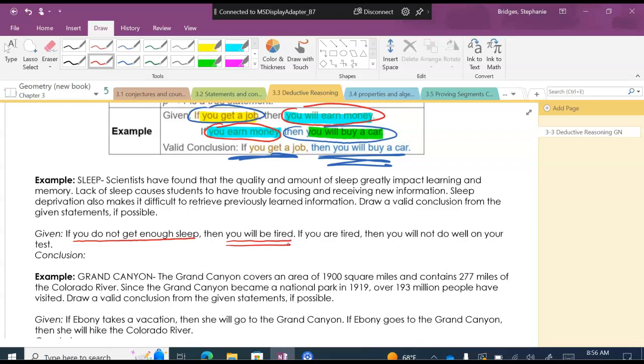What is my hypothesis there? If you are tired, and then you will not do well on your test is the conclusion, correct? Let me ask you this. Does the conclusion in my first statement match the hypothesis in my second statement? It does. So therefore, we can make a valid conclusion, and it will look like this. It is going to be the first hypothesis, if you do not get enough sleep.